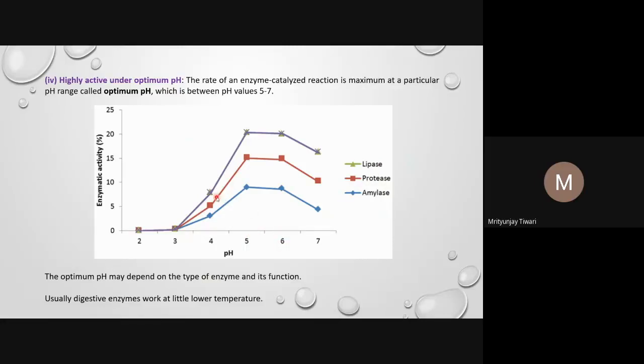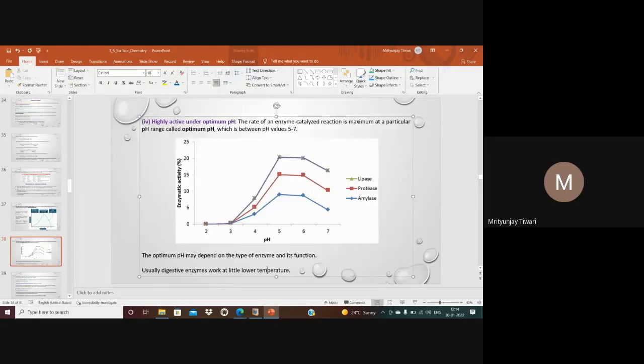For some other enzymes, it may be slightly lower than that, and some other enzymes may be around 7. So usually for most of the enzymes, the optimum pH range is 5 to 7, as we see in this graph. 5 to 6 for these three enzymes. The optimal pH may depend on the type of enzyme and function, as I said, and usually digestive enzymes work at a little lower pH.